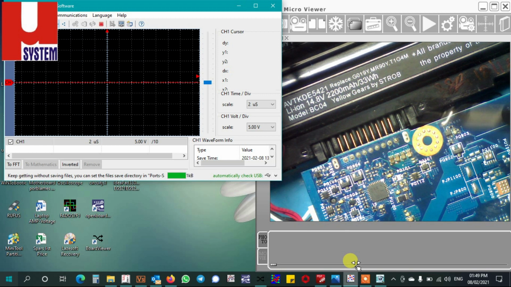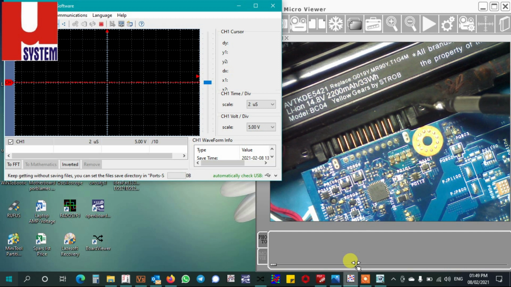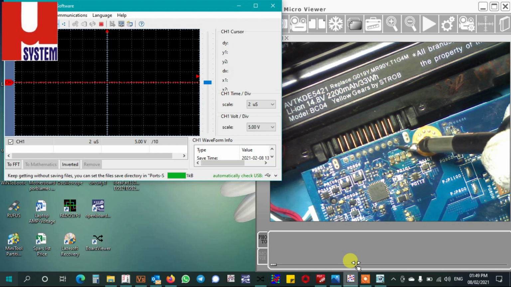As you can see, this is 1 and this is 2. These 2 points are positive. This is a positive symbol over here. So these 2 points will be positive because, as you can see, they are connected with each other.